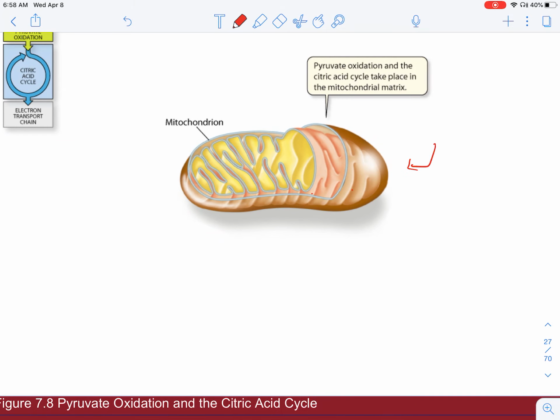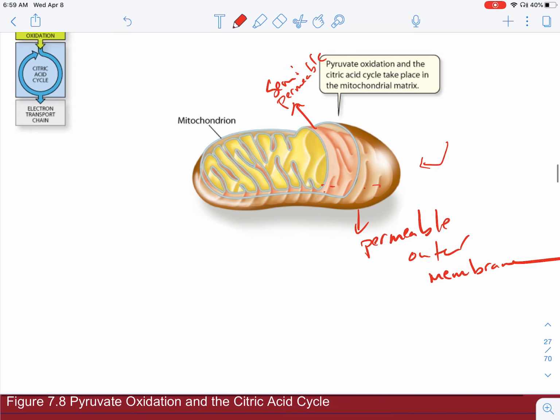Mitochondria is a dual membrane system, so it has a permeable outer membrane. So it has these huge holes in it that allow for basically anything to go through, and then a semi-permeable inner membrane.